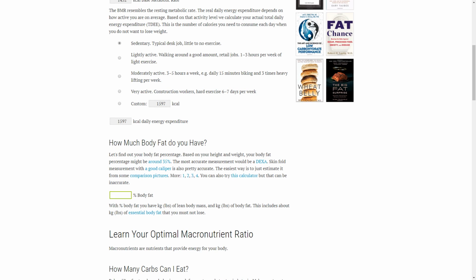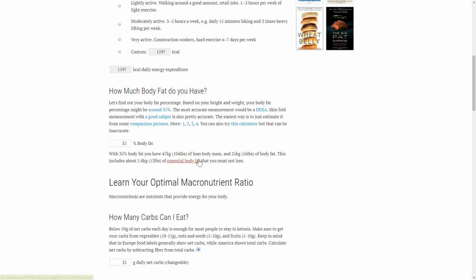How much body fat do you have? Well, it's estimating about 35%. The most accurate way would be a DEXA scan, or you can use a skin-fold caliper. So I'll just go ahead and put in the 35% that it's assuming. With 35%, you have 47 kilograms, 104 pounds of lean body mass.